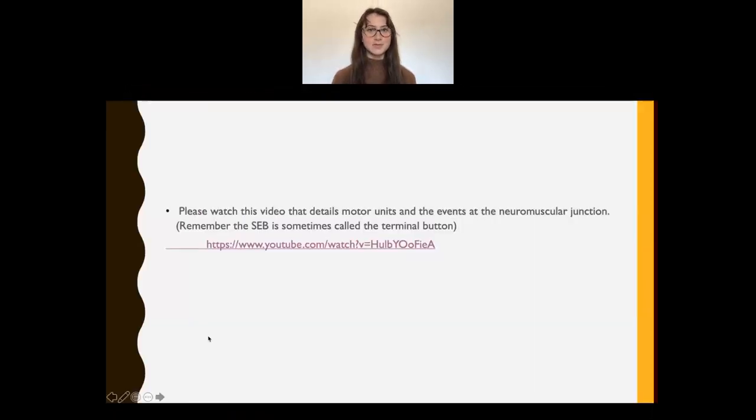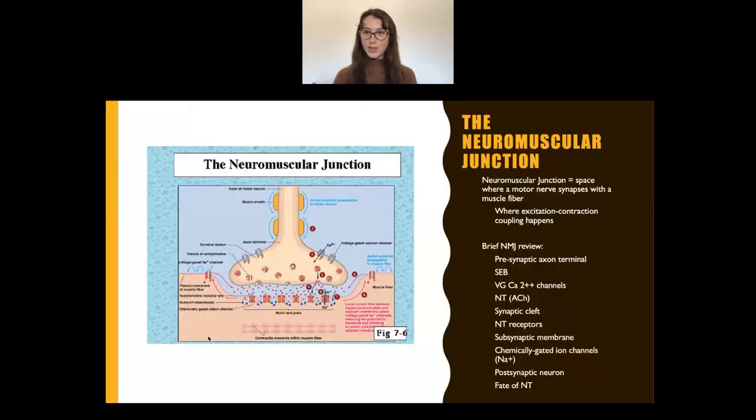Okay, that was our overview, review, intro of the neuromuscular junction. I made the slide about the neuromuscular junction, but we literally just talked about it. So simply just remember that the neuromuscular junction is the space where a motor nerve synapses with a muscle fiber. So it's the space where the motor nerve is communicating with the muscle fiber, translating the action potential from the motor nerve to that muscle fiber. And this is where excitation contraction coupling happens.